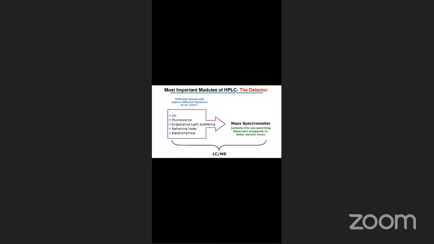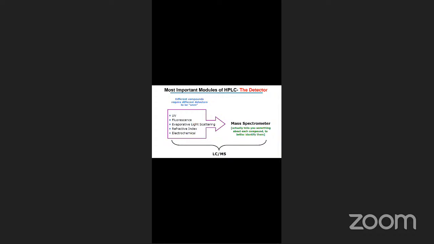Now, if you go to the other aspects, which is the detector, as I was mentioning to you, the solvent is one of the key factors. The detector is also one of the key factors. And nowadays with the HPLC particularly, we have many kinds of detector: UV, fluorescence, reflective light scattering, refractive index, so many. I have used in my research only UV and mass.